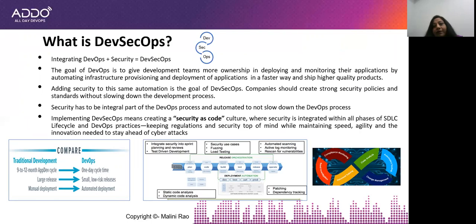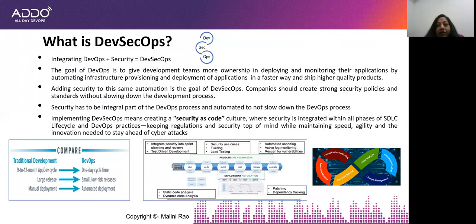In terms of what is DevSecOps, I would say it is more of a culture which is integrating security into the DevOps environment. So the goal of DevOps is to give development teams more ownership in deploying and monitoring their applications by automating infrastructure provisioning, right? So when we are saying integrating security into DevOps, that means you are making the development and operations team think about the security and how it should be secure and complying to the regulatory requirements. So when you are adding security to DevOps, you are actually adding the automation.